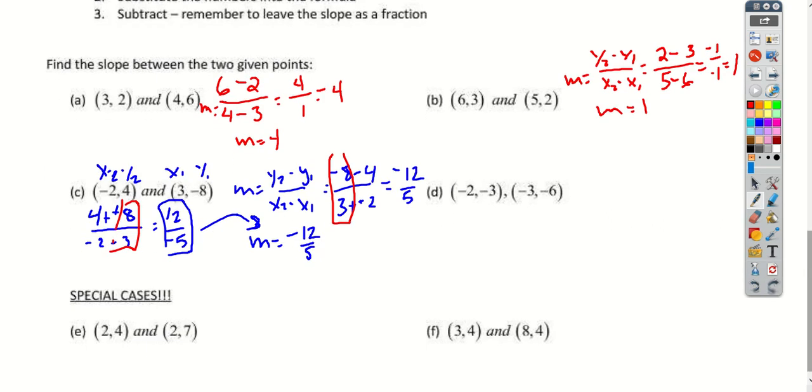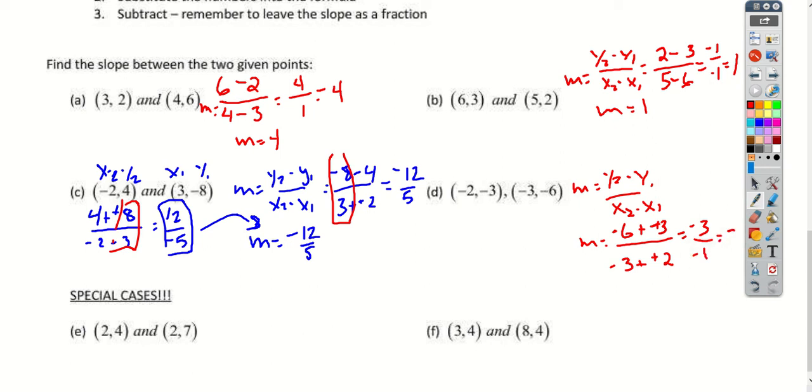Look at our special cases. So once again, y2 minus y1, x2 minus x1. So the slope is equal to y2, the second y, so that's negative 6, minus the first y, which is minus negative 3. So we change that to our plus positive. And then we do our x2, which is negative 3, minus our x1, which is negative 2. So change that to a plus a positive. So negative 6 plus 3 is negative 3, and negative 3 plus 2 is negative 1, and so we get a slope of 3.